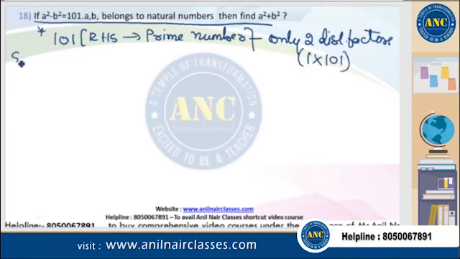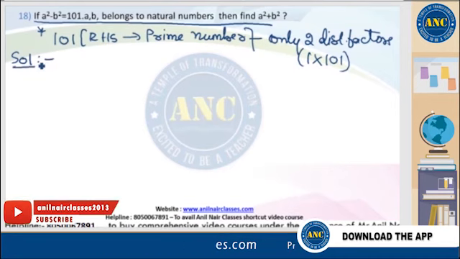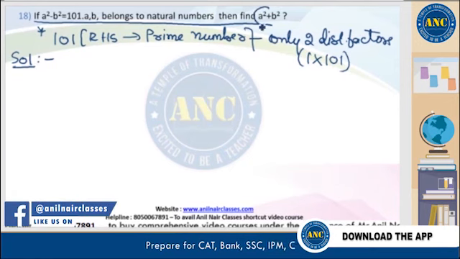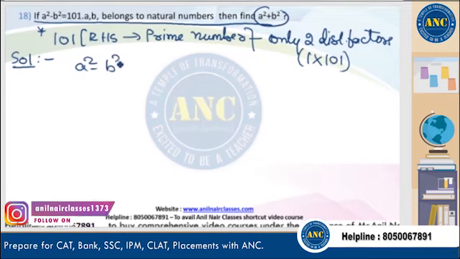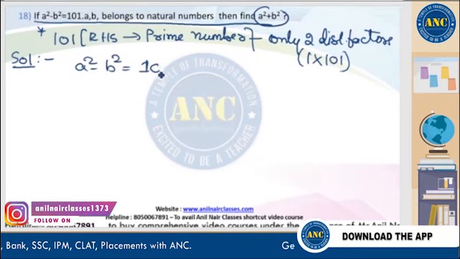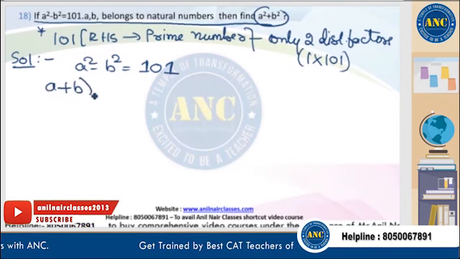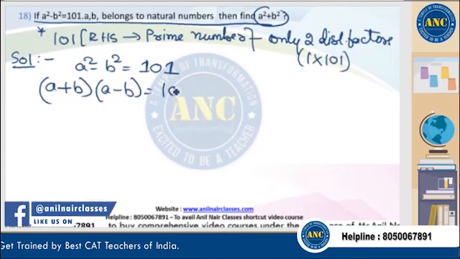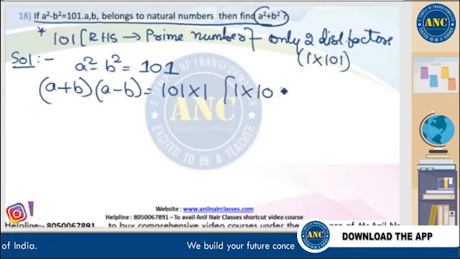So now let us solve. What is the question? Question is, if a square minus b square is 101, a comma b belongs to natural numbers, find a square plus b square. He has given a square minus b square is 101. This is nothing but (a plus b) into (a minus b) is 101 into 1. Mathematically, you should not write 1 into 101.